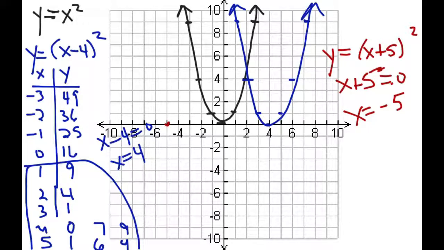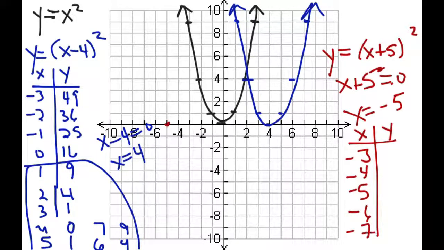Well, what does the shape of the graph look like? Or you can do it this way. You can say, okay, so I know the vertex is going to move to be at negative 5. So I probably need a couple points around negative 5. So maybe negative 4, negative 3, and maybe negative 6 and negative 7. And that'll give you enough points to get the shape of the parabola.